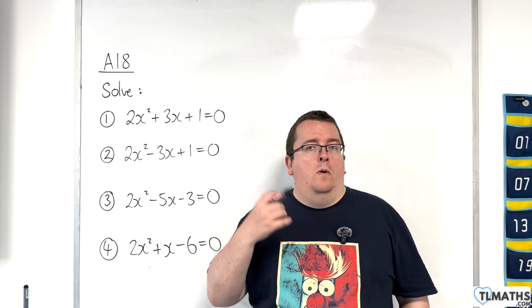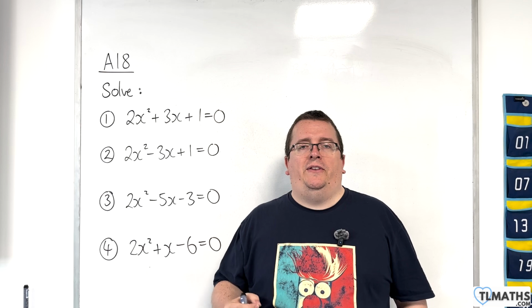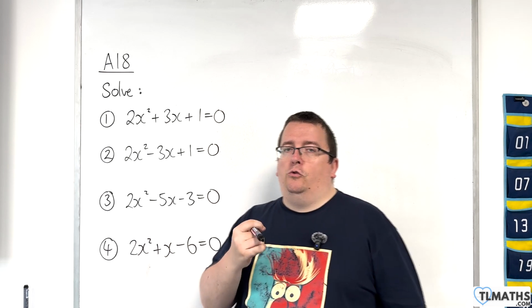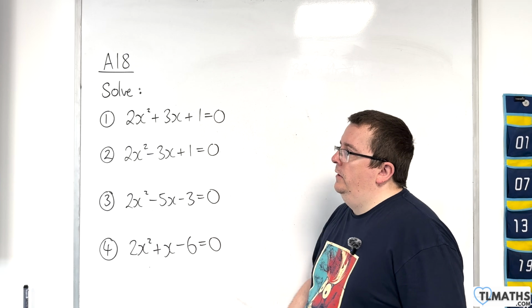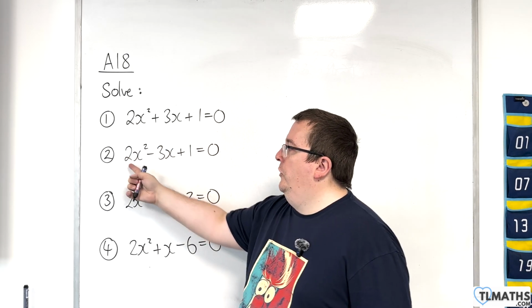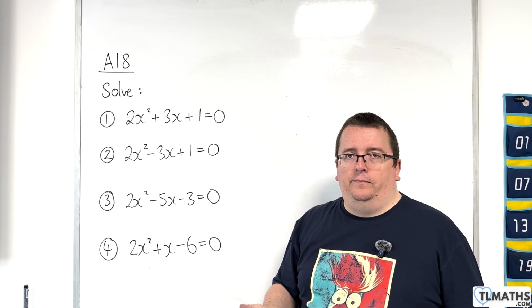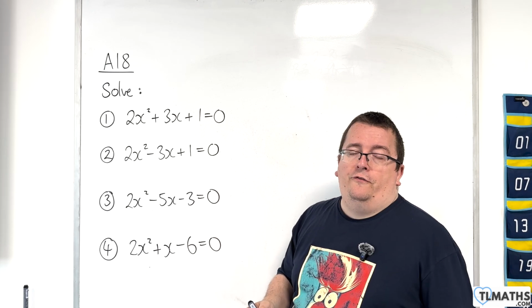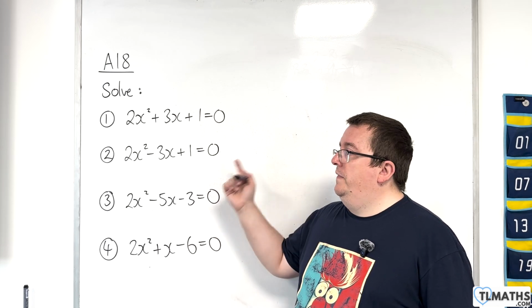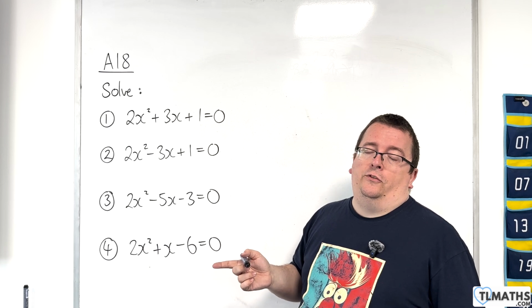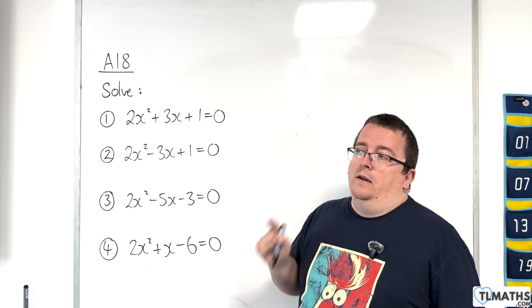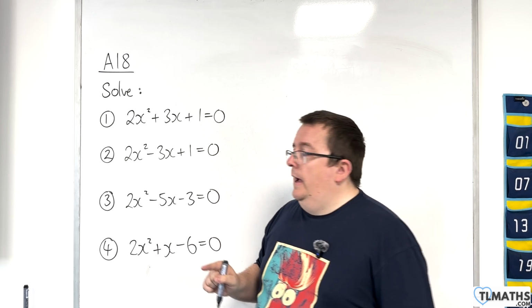So in this video, we're moving on to solving quadratic equations by factorising when the coefficient of x squared isn't 1. So in this case, it's 2 in each of these examples. Now, I've never been a big fan of factorising quadratics when the coefficient of x squared isn't 1. Some people can spot them very quickly. I have never been able to.